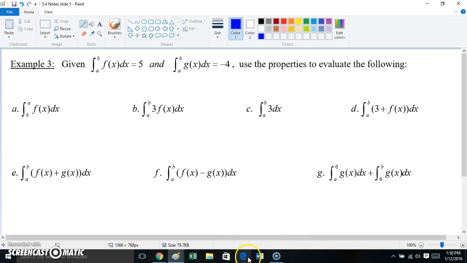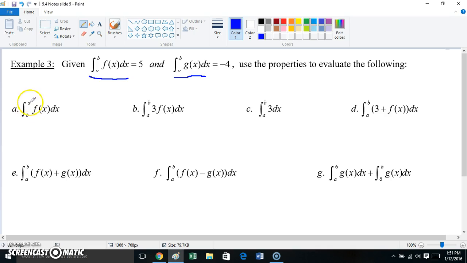All right, example 3, we have the integral from a to b of f of x dx is 5. I don't know what this function looks like. I don't know what that area looks like, but I know the area under that curve on the interval from a to b is 5 units. Likewise, for g of x, the integral from a to b of g of x is negative 4. Again, I don't know what those functions look like. I just know the area under the curve between a and b. Use properties to evaluate each of the following.